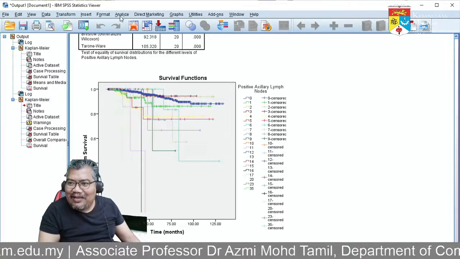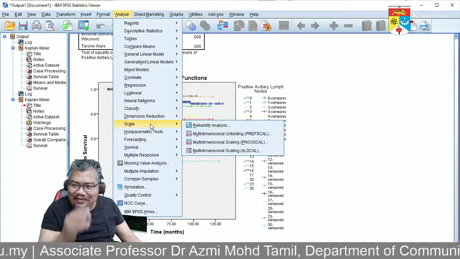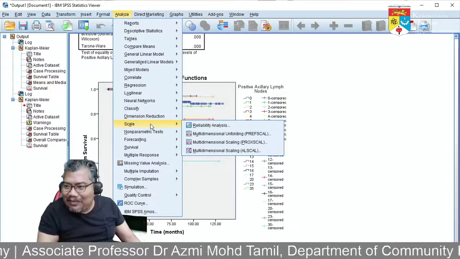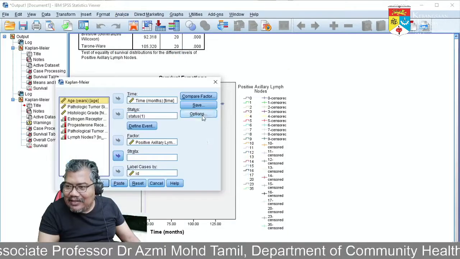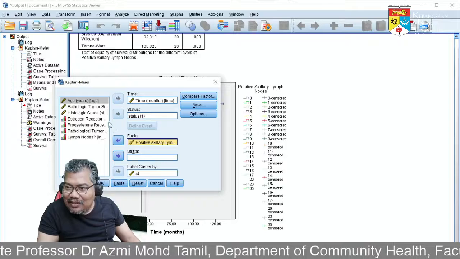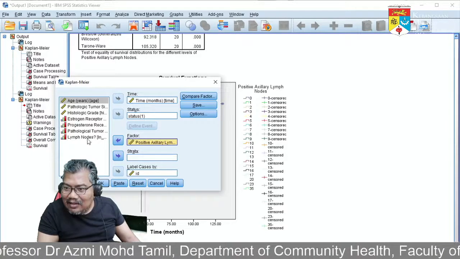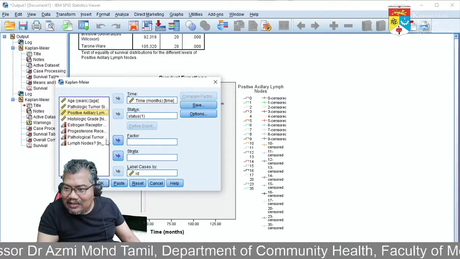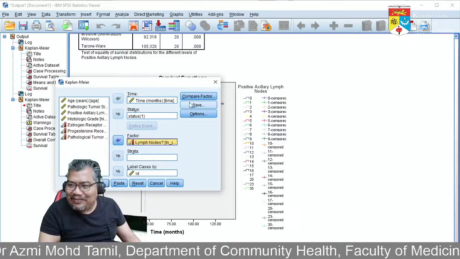I clicked the wrong one because I clicked on the number of lymph nodes affected, not lymph node. So sorry, I got the wrong one. So I take out again. I take out the lymph. It is not the number of lymph nodes. Okay, I take out this one, I put in this one. Sorry, I got the wrong one.